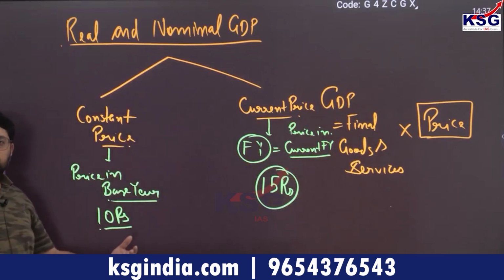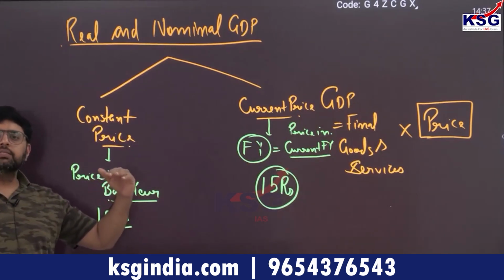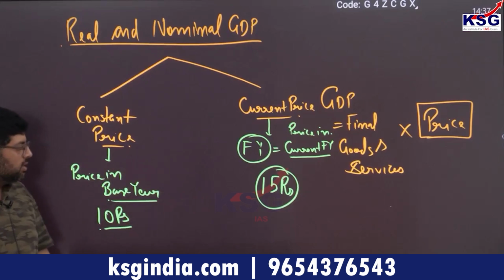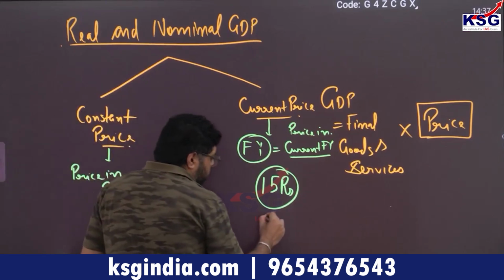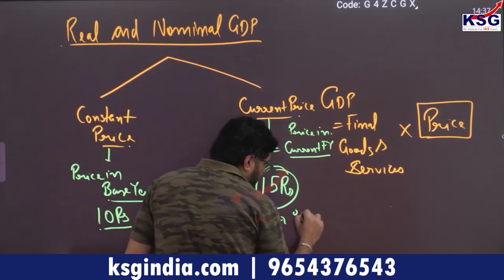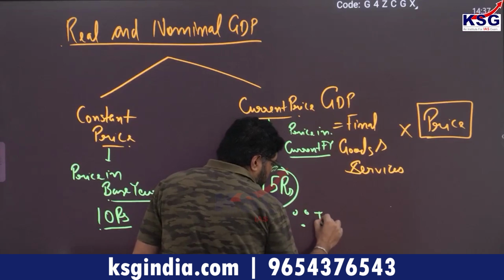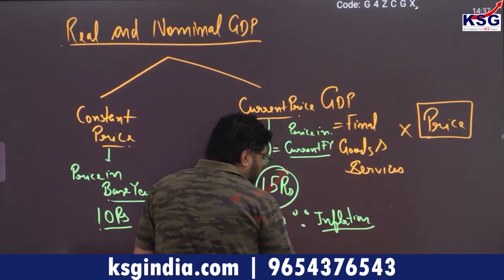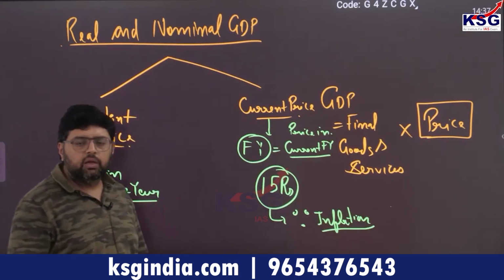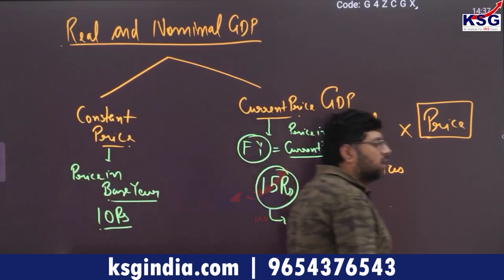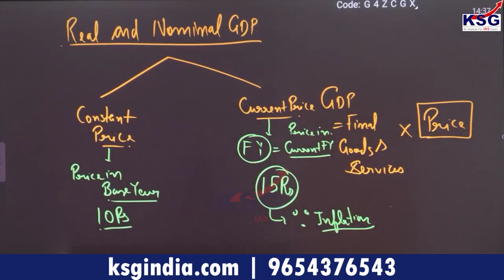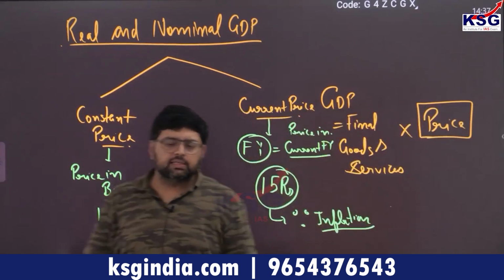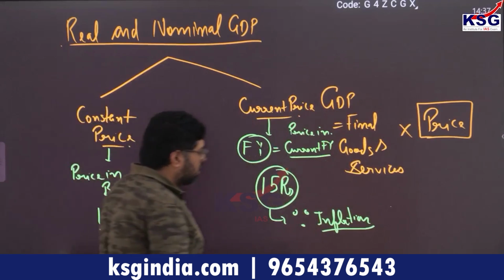We assume, as I told you yesterday, that every year there is inflation of 4 plus minus 2%. So ultimately this price is 15 rupees because of inflation. And you know that inflation is required. So because of inflation, the price is 15 rupees. So we have two prices, 10 rupees and 15 rupees.